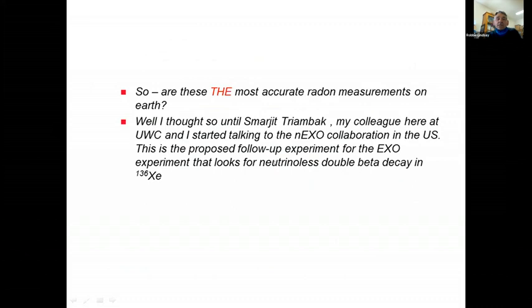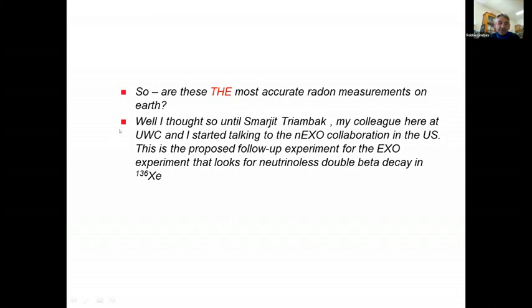Okay, so I see time's flying by. Are these the most accurate radon measurements on Earth? Well, if you'd asked me probably last year or a couple of years ago, I might well have said, well, as far as I know, this is the best what people are doing.